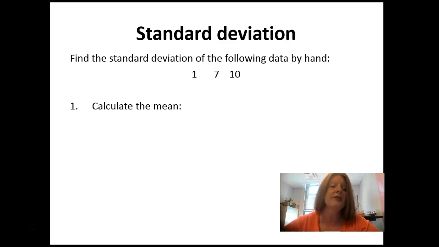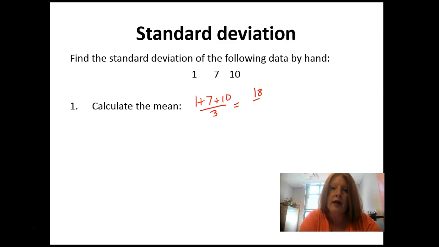To start off with, you would first calculate the mean. So what is the mean of this data set? Again, to find the mean, we just add the numbers and divide by our sample size. So that's going to give us 18 divided by 3, or 6. So that's the average, that's the mean of the data set.